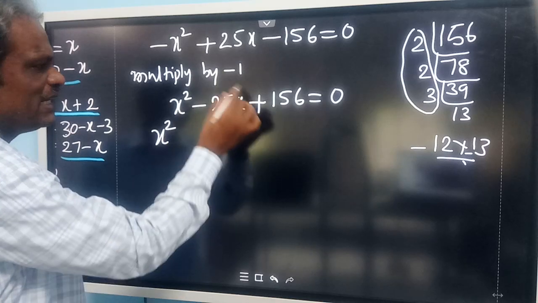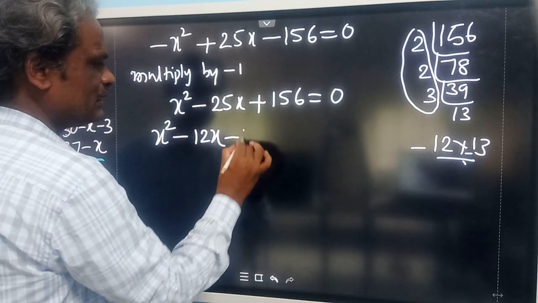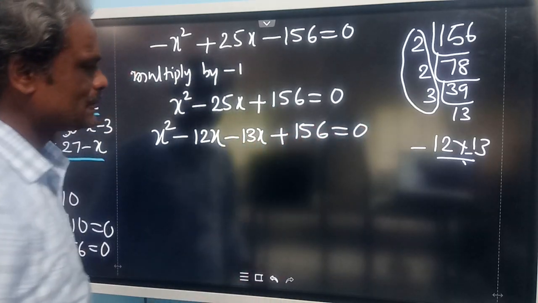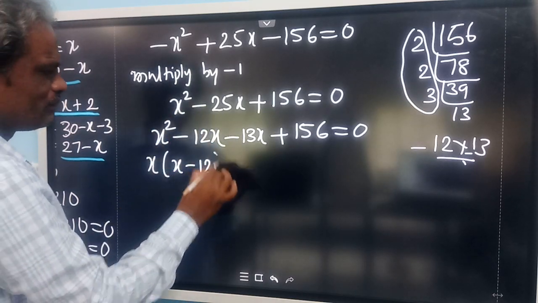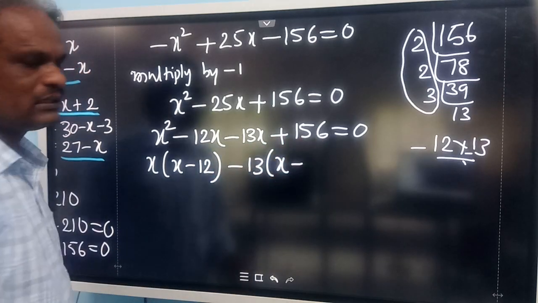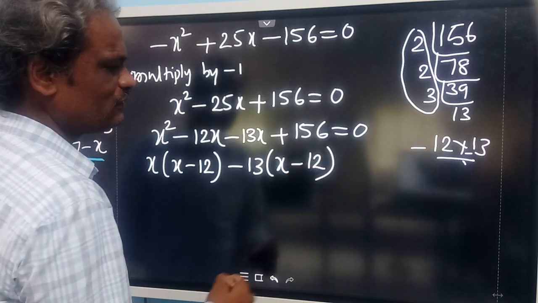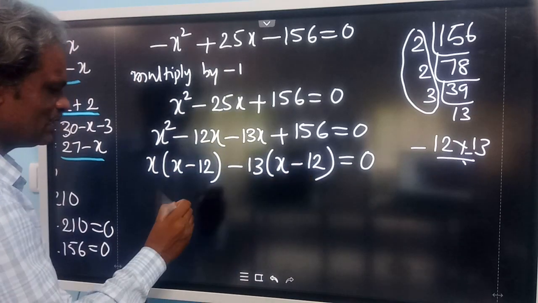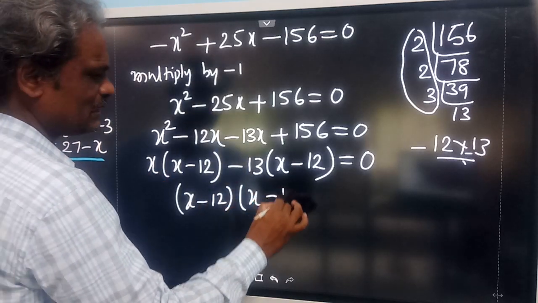x square, instead of writing minus 25x, you can write minus 12x, then minus 13x, so plus 156 is equal to 0. Now from these two you can take common x minus 12. Here if you take minus 13 common, it becomes x minus 13 into 12. Again look at this, we have x minus 12 and x minus 12, you can take common x minus 12. Then here it becomes x minus 13.